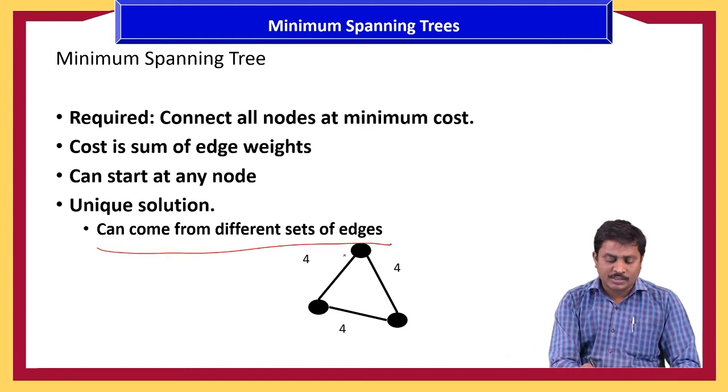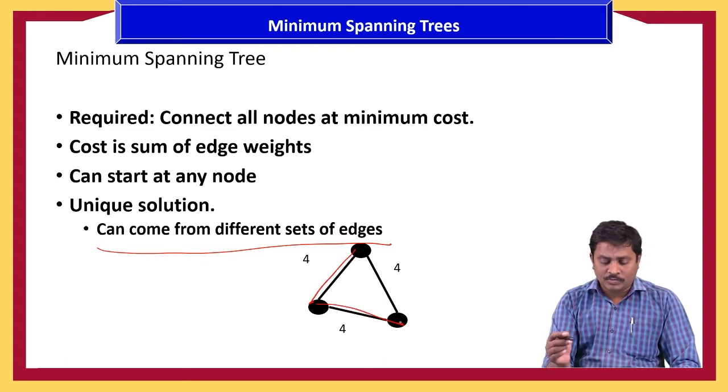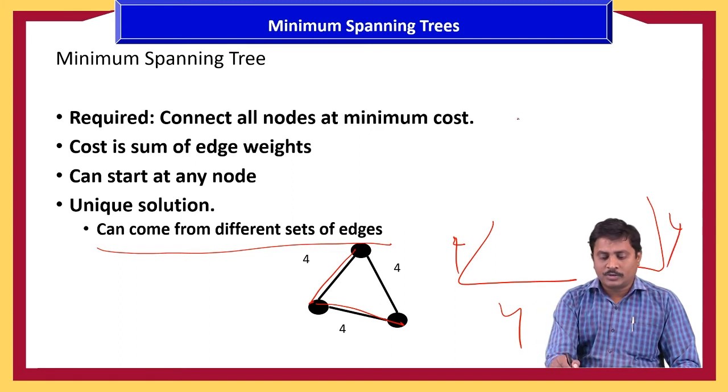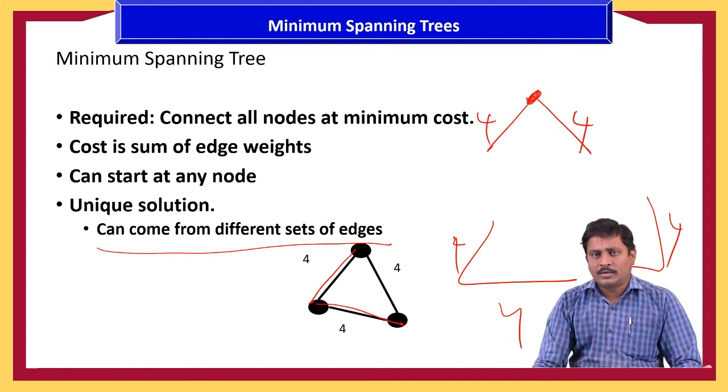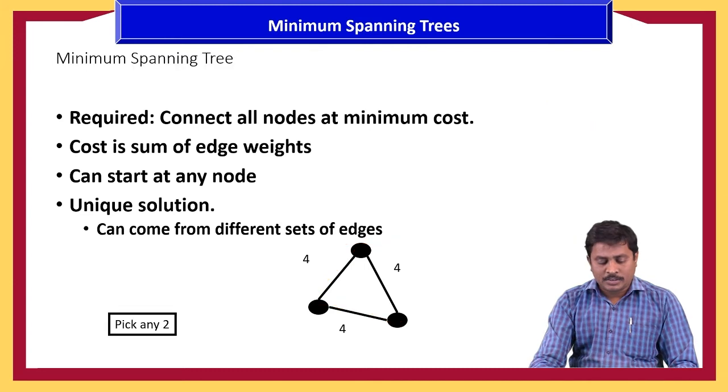Now here you see that for this graph, this is one way of drawing a spanning tree. This cost is 4 plus 4, 8. This is minimum cost. Suppose we draw it like this, here also 4 plus 4, 8. Suppose we draw it like this, here also the minimum cost value is 8. So there is no unique way; we can draw it in any way, but the final minimum cost is the same.